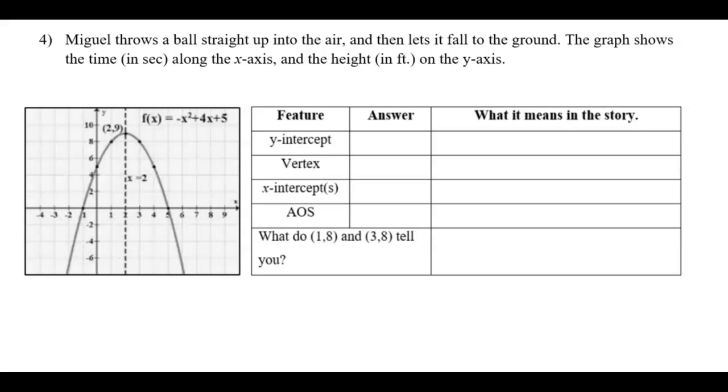It says Miguel throws a ball straight up into the air and then lets it fall to the ground. The graph shows the time in seconds along the x-axis and the height on the y-axis. So what is the x-axis telling me?